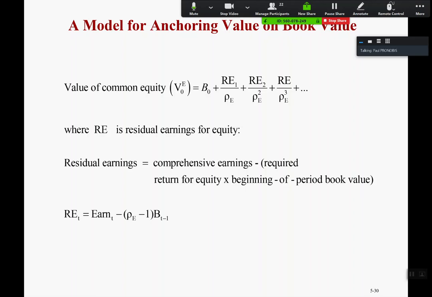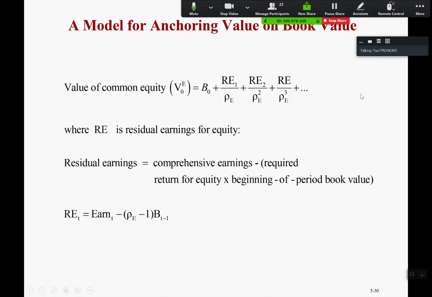Okay, whereas required return for equity, for simplicity here, you can use simply just the cost of capital. So what you would use in your discounted cash flow valuation, you multiply it by the beginning of the period book value, and you subtract it from the comprehensive earnings.